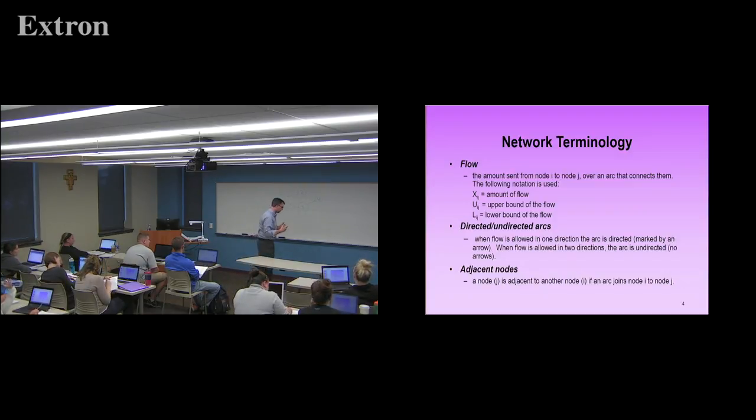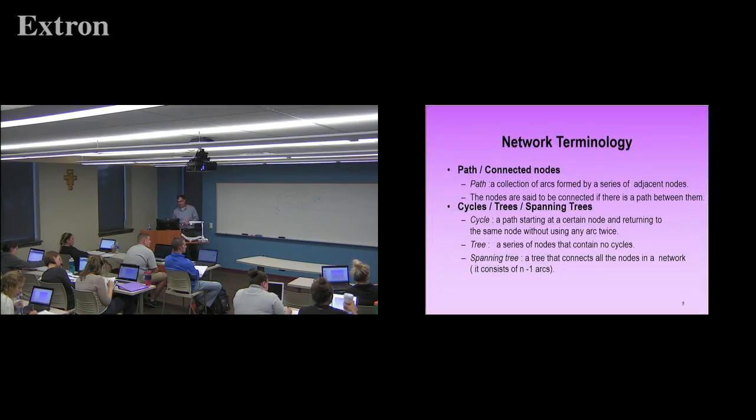Some other terms, these are kind of self-explanatory. Adjacent nodes: a node is adjacent to another node if an arc joins it. So 1 and 2 are adjacent, 1 and 3 are adjacent, 1 and 4 are not adjacent. They're not right next to each other. There's not a single arc that connects them. We have to go through a path, so we don't call those adjacent.